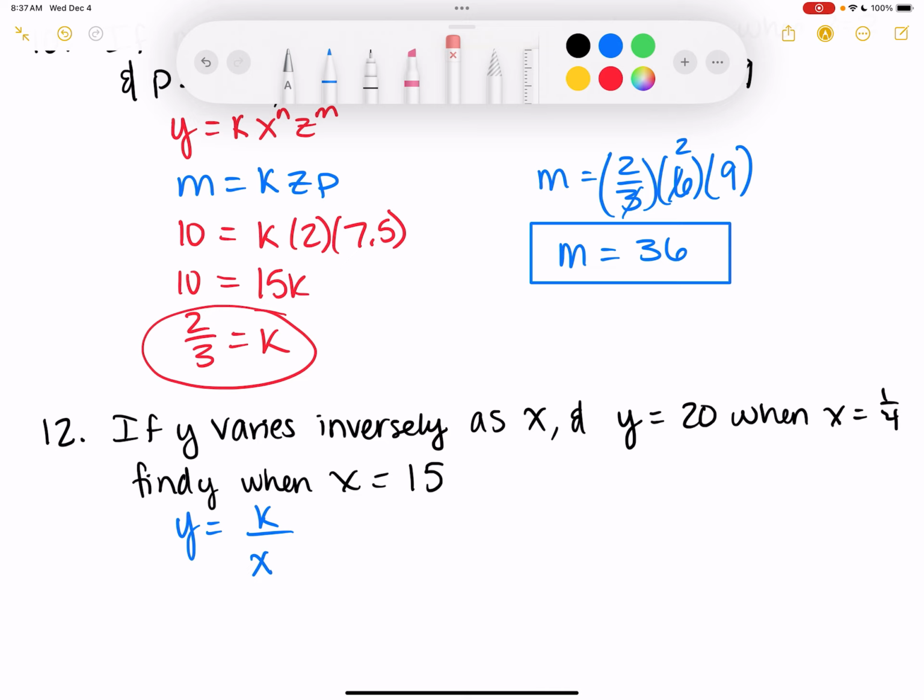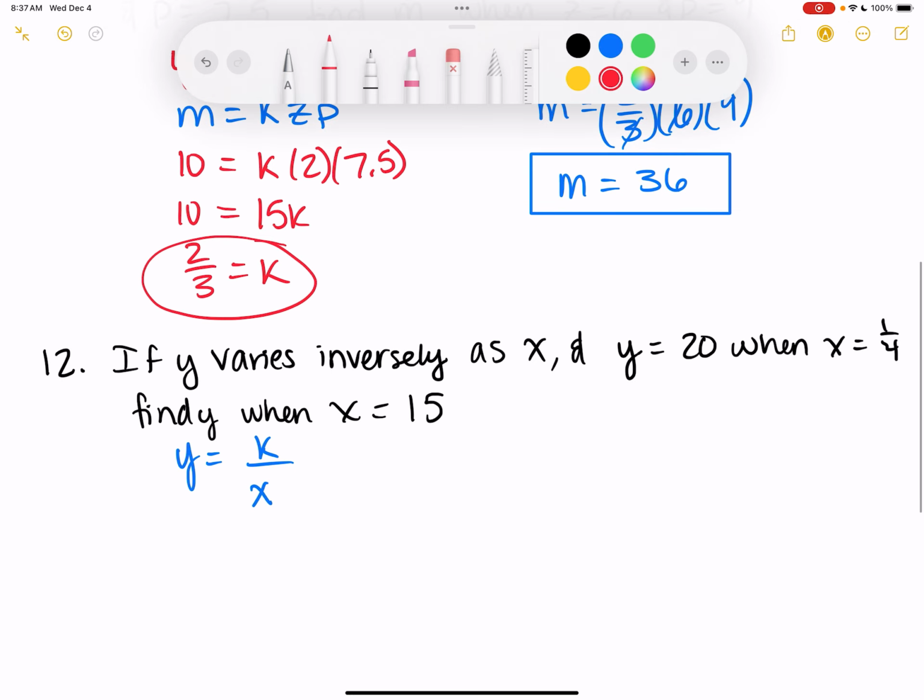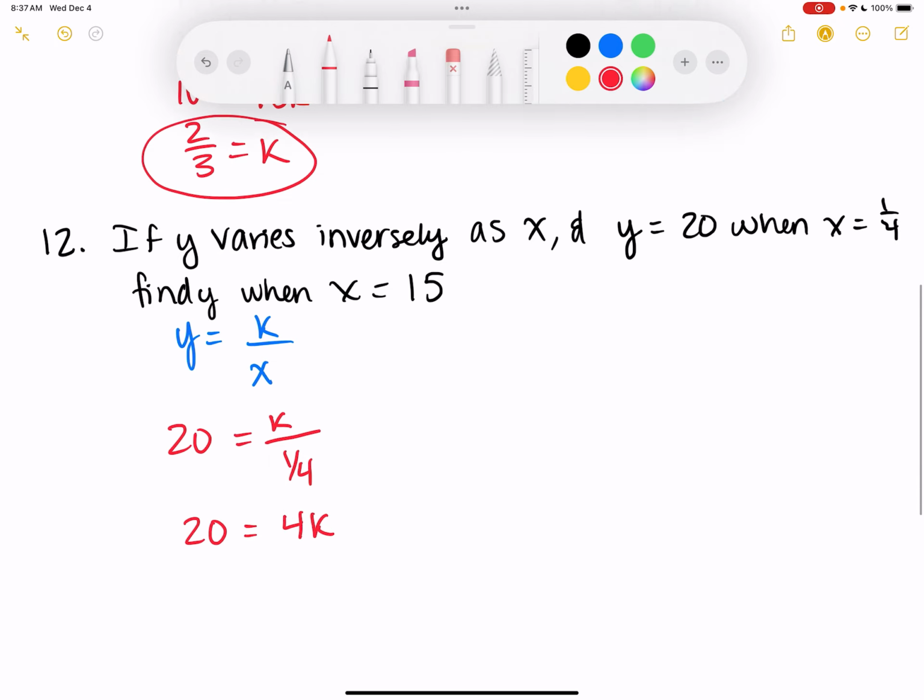So first I've got to solve for k, like I've been doing in all the other ones. So 20 equals k over 1/4. When I divide by a fraction, I multiply by the reciprocal. So this is really 20 equals 4 times k, because 1/4 would just flip to 4. So divide by 4, so 5 is equal to k.